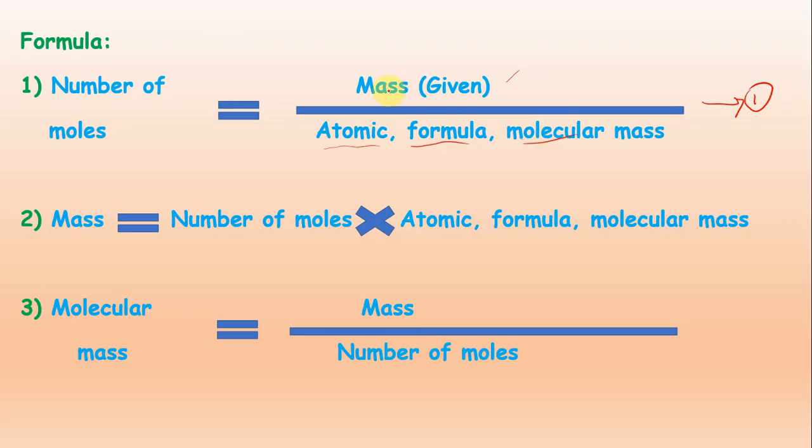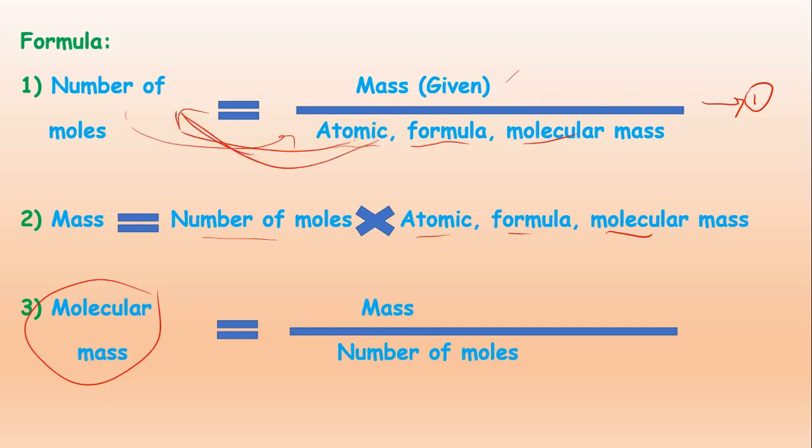Then when you modify this equation and find the mass, what will happen? This will multiply with this one. So mass will be number of moles multiplied by the atomic mass, formula mass or molecular mass. Then suppose the third one, for example, you are finding the molecular mass here. Just exchange these. Molecular mass will be equal to mass given, divided by the number of moles. So these are three very important formulas, and then we will calculate some problems related to these three formulas.